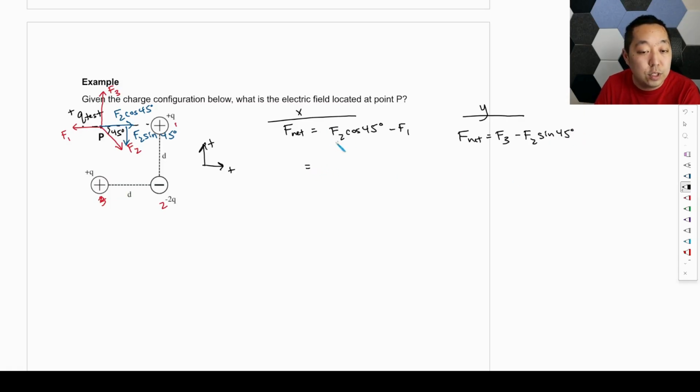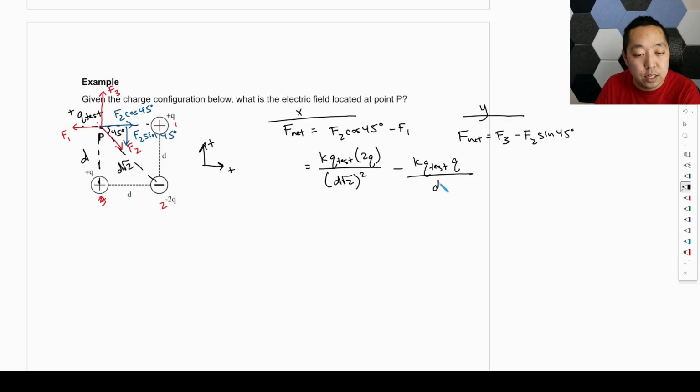Now what are these forces here? We'll just use Coulomb's law. F2 is going to be between these two charges. That's going to be K Q test times 2Q. Remember, don't put the negative sign in there because we've already factored that in based on the direction of our free body diagram, divided by the distance here. This distance is D, this is D, and this is the hypotenuse of that square. That's D root 2, just using the Pythagorean theorem. So it's going to be D root 2 squared. And then F1 is going to be the force from here to here. That's going to be K Q test times Q, and the distance there is D squared.